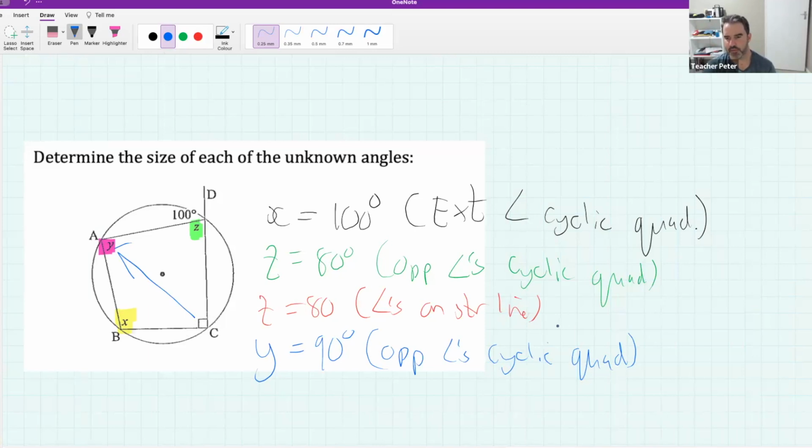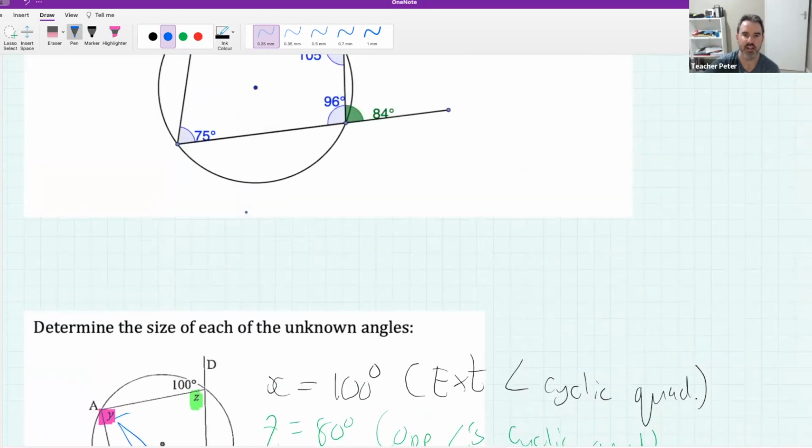Okay. So this is not another place in a test or an exam, but that's just using the properties of a cyclic quadrilateral. And the two most common ones are the exterior angle being equal to the interior opposite, and opposite angles adding up to 180. Okay, so we've got a basic question. Let's go for a more detailed one. Let me scroll up and find you a more detailed one.